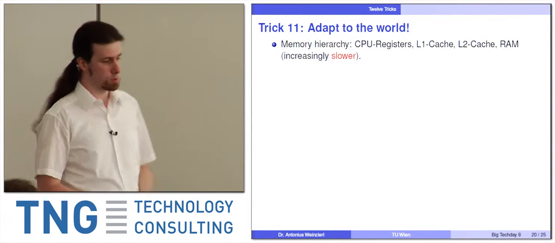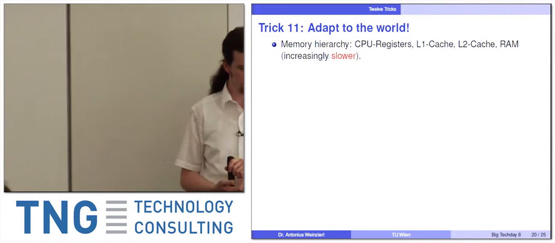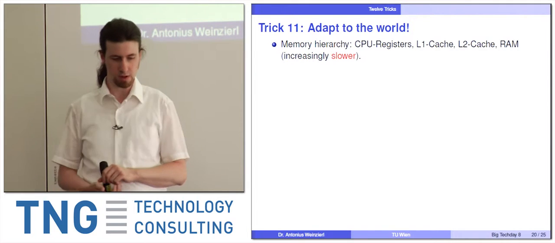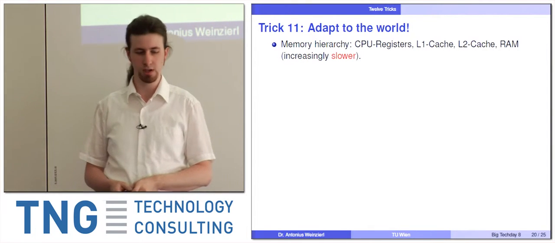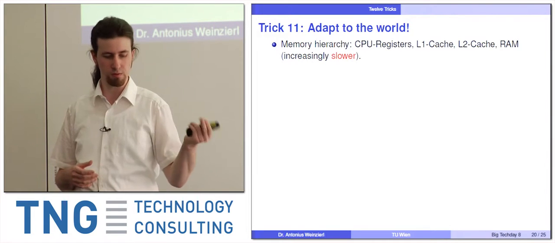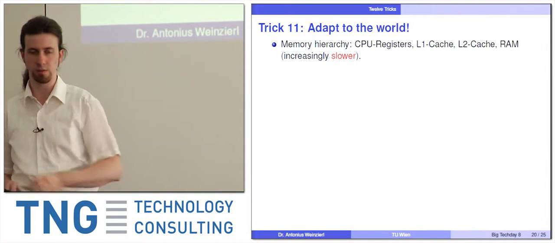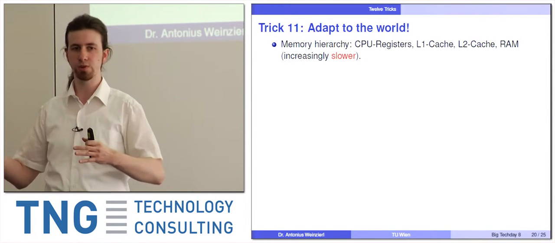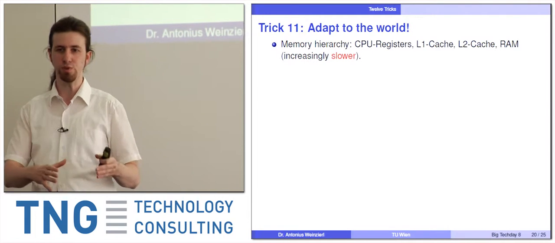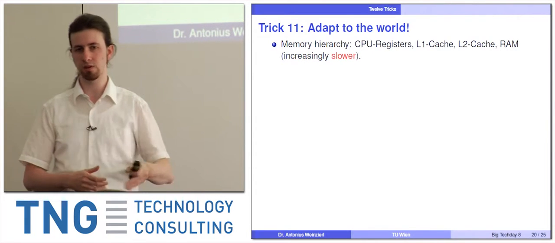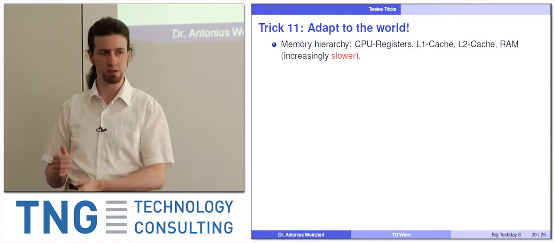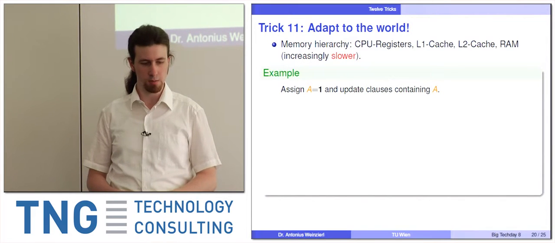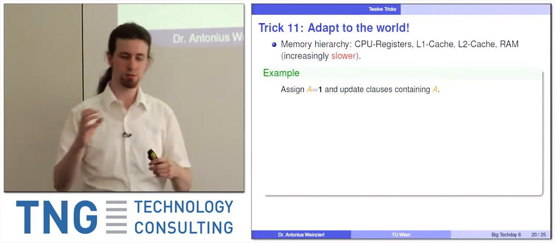Okay, so trick number 11, adapt to the world. If we look around us, in every computer we have a memory hierarchy. We have the CPU registers, we have level 1 cache, level 2 cache, maybe 3 and 4, and then the RAM. They are all increasingly larger, but increasingly slower. The CPU registers are really the fastest memory in a PC. Then comes level 1 cache, and after this comes level 2 cache. So what we would like to do is stay closest to the registers or closest in the cache.